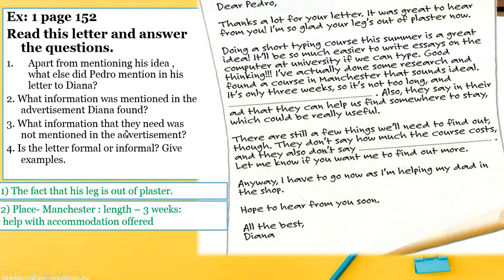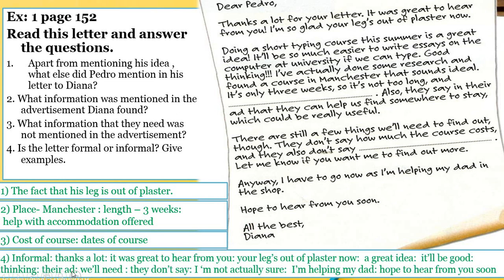Now look at the third question. What information that they need wasn't mentioned in the advertisement? Yes, you are right. Cost of course and the dates of course weren't mentioned. And the last question is, is the letter formal or informal? And give some examples why it is formal and why it is informal. Yes, the right answer is informal because in this letter we use informal language.